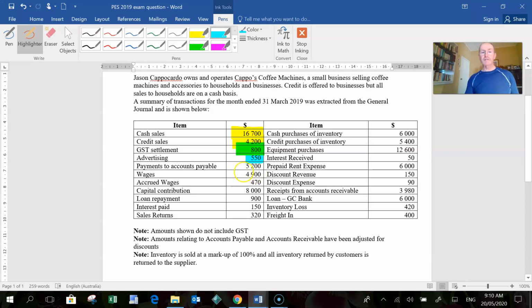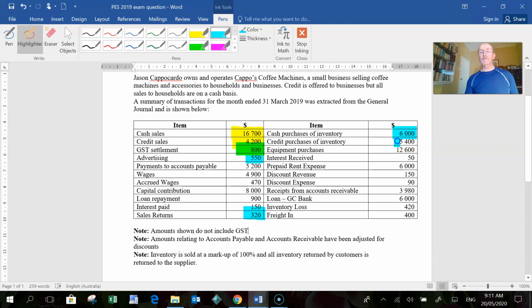Wages doesn't attract GST, so nor does accrued wages. Capital contribution we've done. Loan repayments doesn't attract GST. Interest paid doesn't attract GST. Now sales returns, there is a GST component. This is the opposite to your credit sales. So this one here, this is the cancellation of one of those. So if credit sales up here is going to credit the GST clearing, we need to debit the GST clearing. But again, only 10%. Right? So $32 is debited. Cash purchase of inventory, so that will be a debit, 10%.